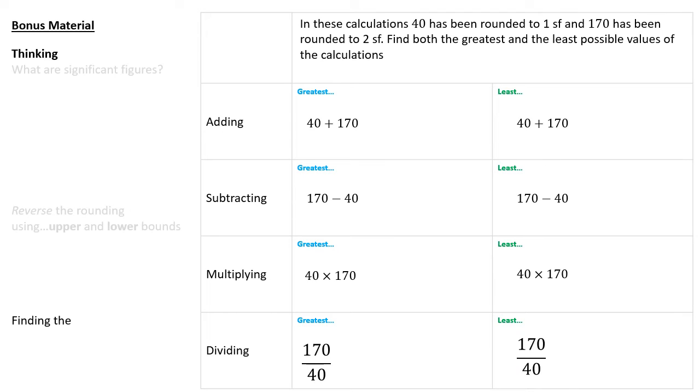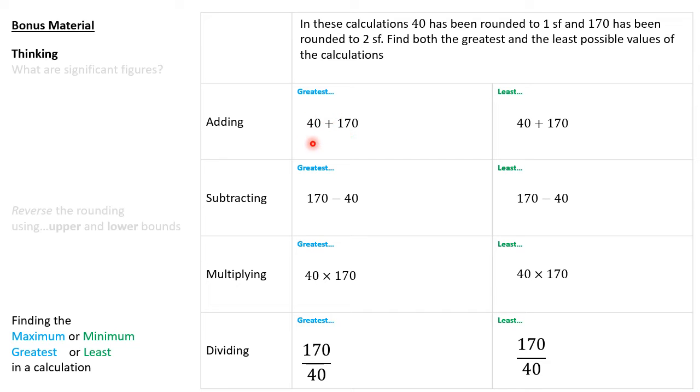Okay, next bit. Now we're going to have a look at finding the greatest or the least value, the maximum or the minimum, when we are doing a calculation. And this is what we're building towards in this exam question that we're looking at. So in these 4 calculations, 40 has been rounded to one significant figure and 170 has been rounded to two significant figures. And we've got an addition, a subtraction, a multiplication and a division to have a look at. For all of these calculations, we are going to find the greatest possible value that this could have been and the least possible value that this could have been. There's maybe where you want to make some notes because there's some good things to get your head around.